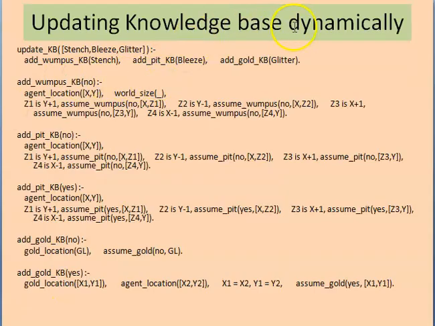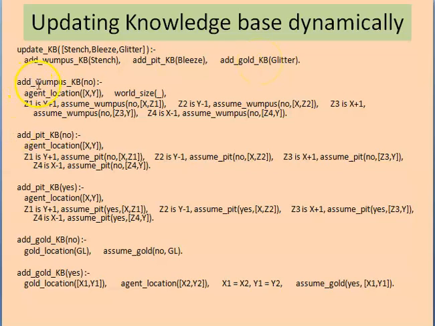Now we have to update the knowledge base dynamically. So we are passed the parameters of stench, breeze, and glitter. If a cell has stench, then we have to add the Wumpus in the knowledge base. If the cell is breezy, then we have to add a pit. And if the cell is glittery, then we have to add the gold.